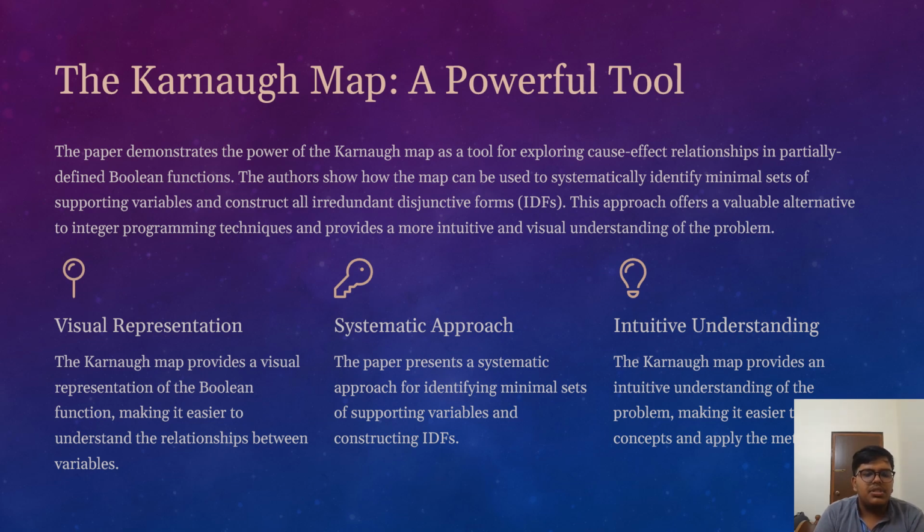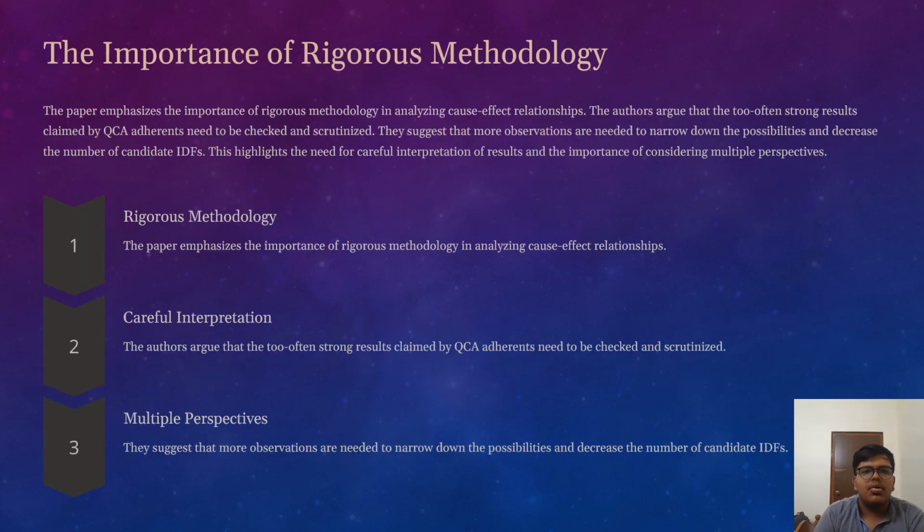Visual representation. The K-map provides a visual representation of the Boolean function, making it easier to understand the relationships. Systematic approach. The paper presents a systematic approach for identifying minimal sets of supporting variables and constructing IDFs. Intuitive understanding. The K-map provides an intuitive understanding of the problem, making it easier to understand the concept and apply the method. Importance of rigorous methodology.